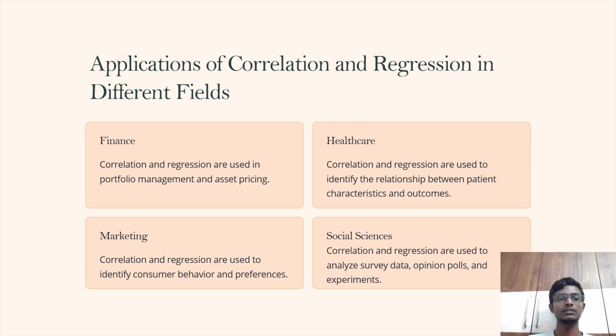In this slide, we will discuss the applications of correlation and regression in different fields. In finance, correlation and regression are used in portfolio management and asset pricing. In healthcare, they are used to identify the relationship between patient characteristics and outcomes. In marketing, they are used to identify consumer behavior and preferences. In social science, they are used to analyze survey data, opinion polls, and experiments.